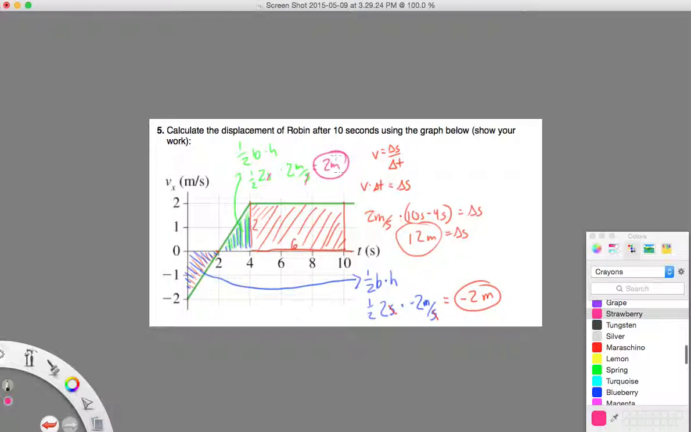So we've got 2 meters, minus 2 meters, and 12 meters. If you add all of these areas together, that shows you the total displacement that this thing, or Robin, has traveled. So that's Robin's displacement. So 2 plus 12 minus 2 equals 12 meters. That's Robin's displacement. I hope that makes sense. Should make sense. Good luck.